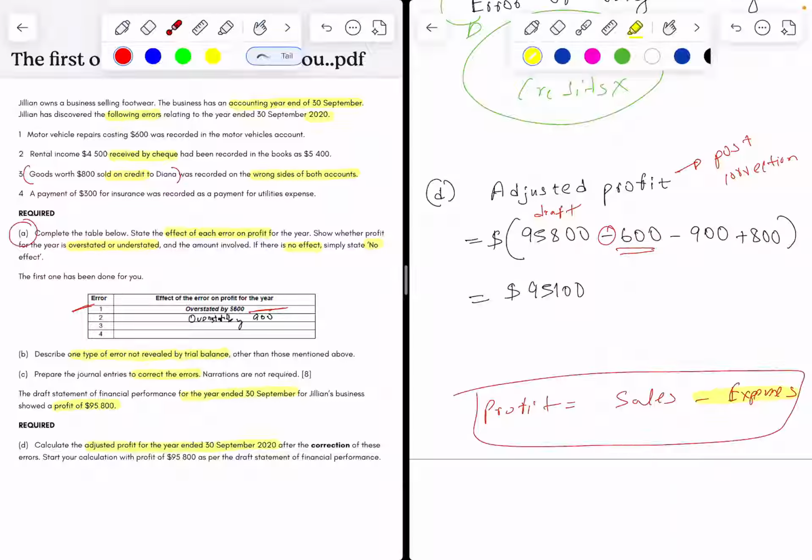Also, based on the second error that we had fixed, we reduced our rental income. So obviously when we reduced our rental income by 900, that reduction will result in an overall reduction in the net profit as well. So therefore your adjusted profit should go down and we will subtract 900.